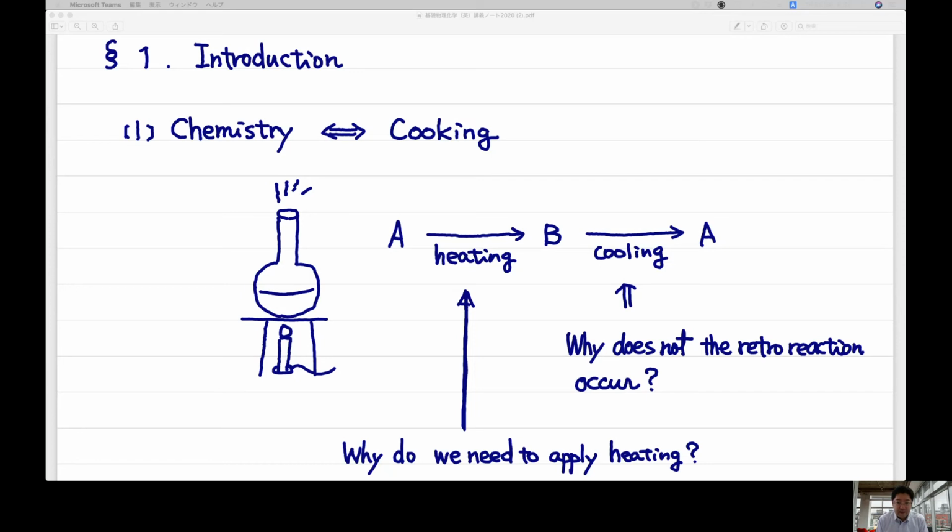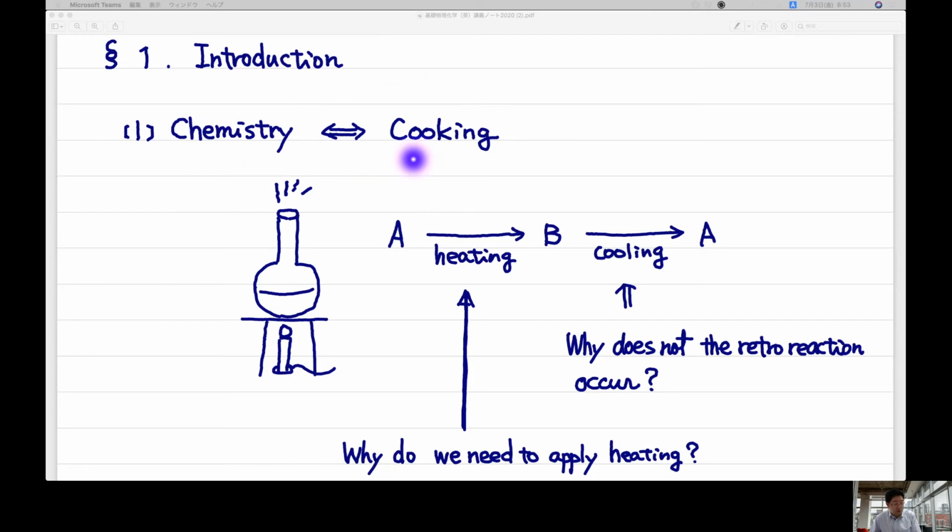I will discuss the thermodynamics of chemical reactions in this course. First of all, I would like to provide you the introduction part of this course. Here you can see my notes, chapter 1, introduction. The first thing I would like to talk about is that chemistry looks like cooking.